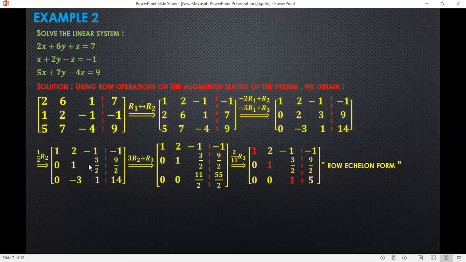And then after that, I want to make the negative 3 a 0. Then I'm going to multiply the second row by 3 and add it to the third row. Then the first is still the same, the second is still the same, and the last will be 0, 0, 11 over 2, 55 over 2. And then after that, I want to make 11 over 2 a 1. So I'm going to multiply the third row by 2 over 11.